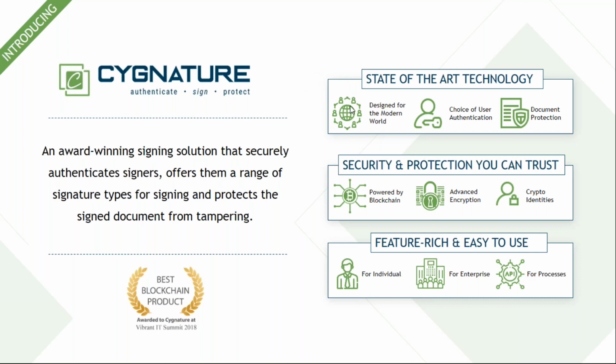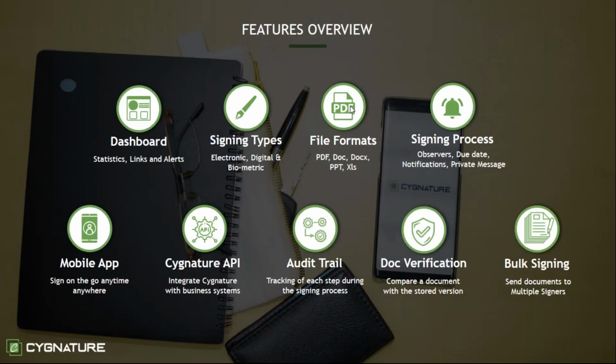So features overview, if we see the current features, we have the dashboard, statistics, links, alerts, notification. Various types of signing types ranging from electronic, digital to biometric, including your fingerprint, iris, and face. The file formats supported in Signature are PDF, document, docx, PPT, XLS. Signing process includes setting observer, due dates, notifications, advanced options like setting reminders, etc.